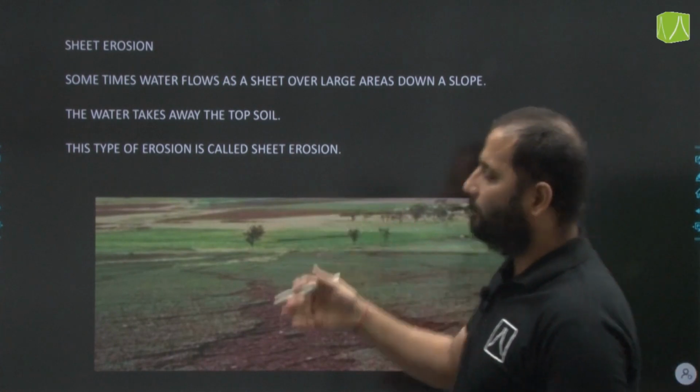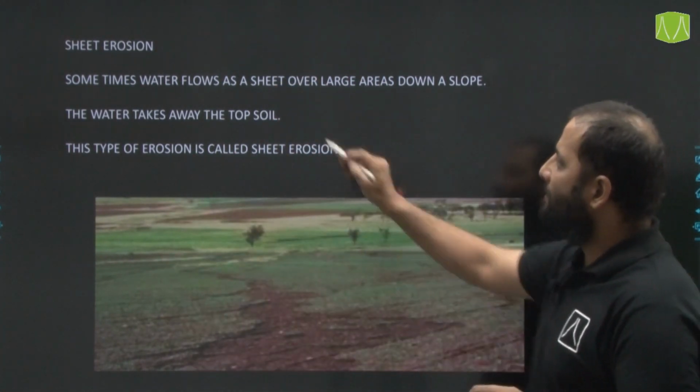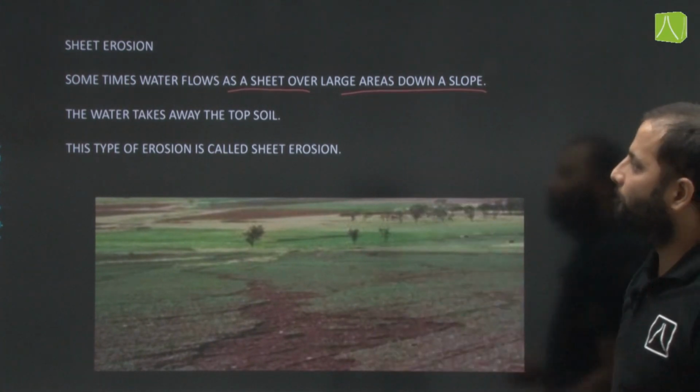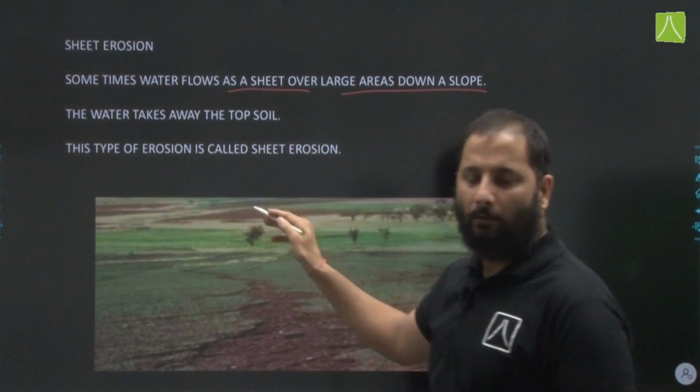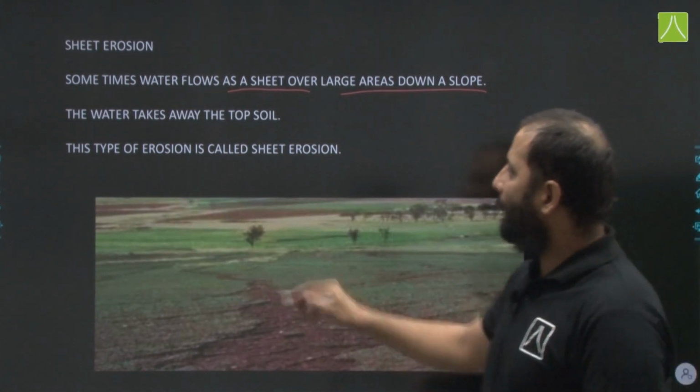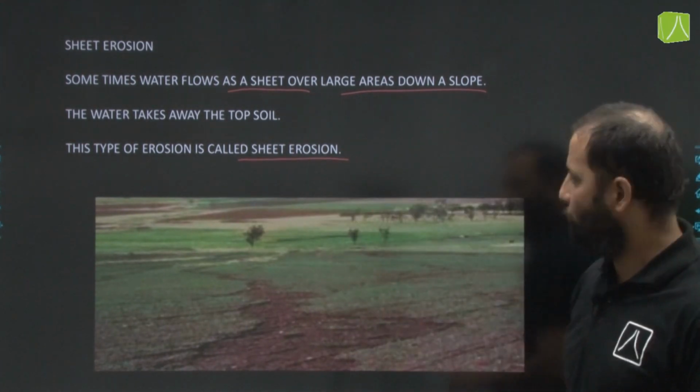Next is sheet erosion, where the topsoil is completely washed away. Sometimes water flows as a sheet over large areas down a slope, and the water takes away the topsoil if there are no proper plants there to hold the soil. This type of erosion is called sheet erosion.